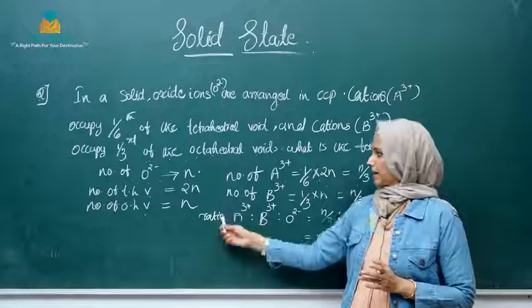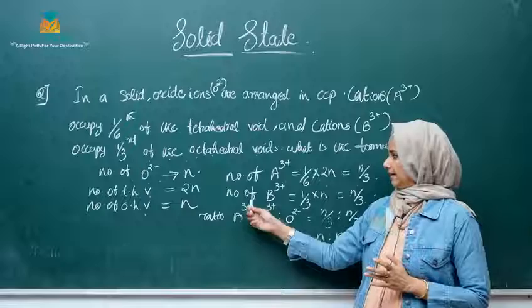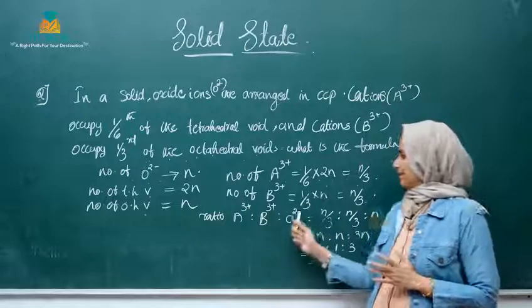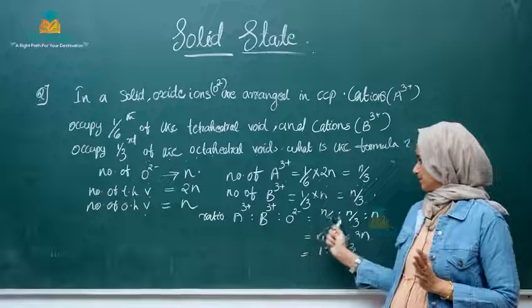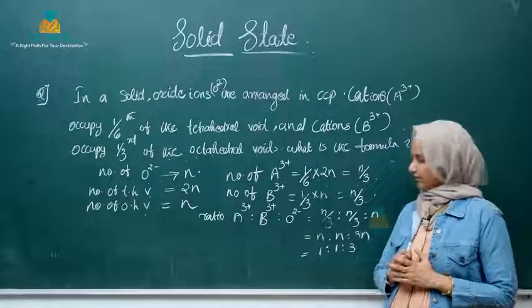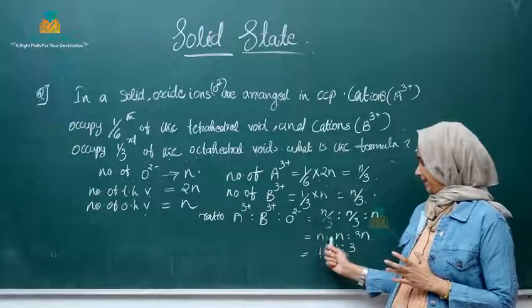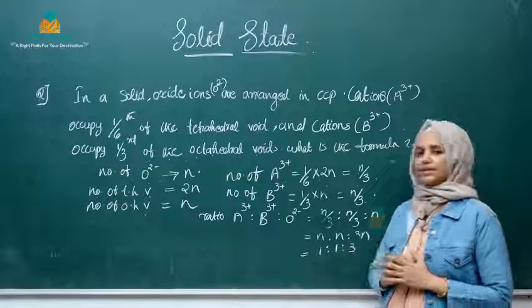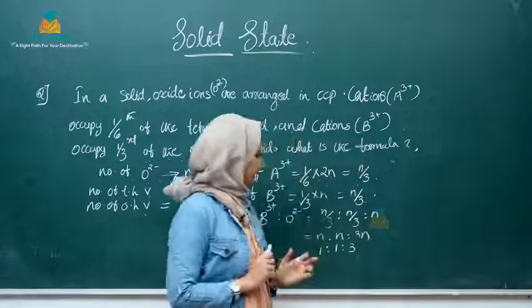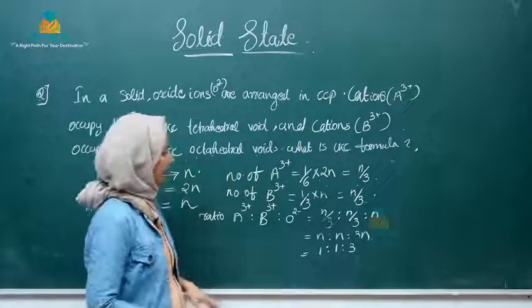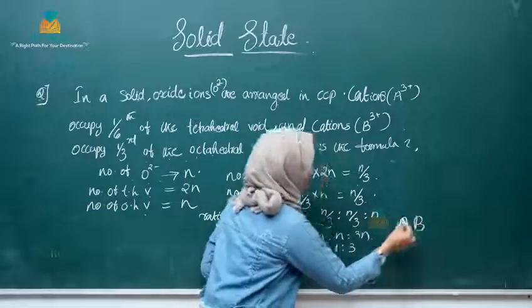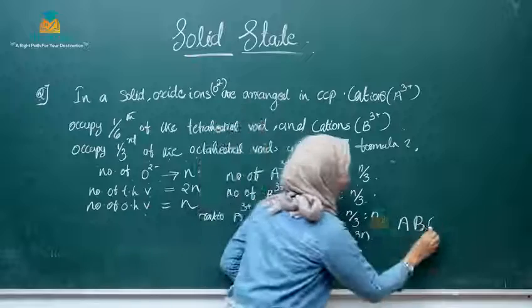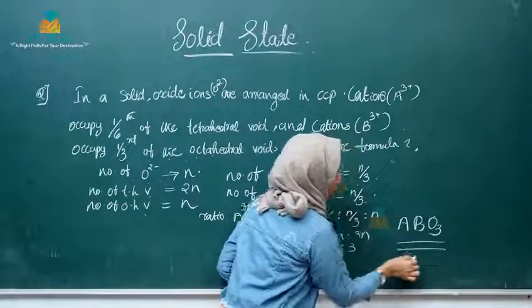Now we have to calculate the ratio of A3+ cation to B3+ to O2- anion. So n/3 is to n/3 is to n. Simplifying, we get 1 is to 1 is to 3. What will be the formula? 1 A, 1 B, O3. So ABO3 is the formula of the compound.